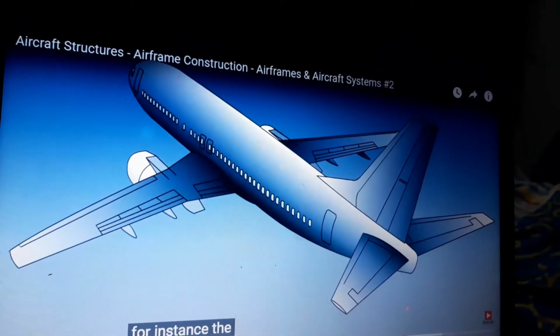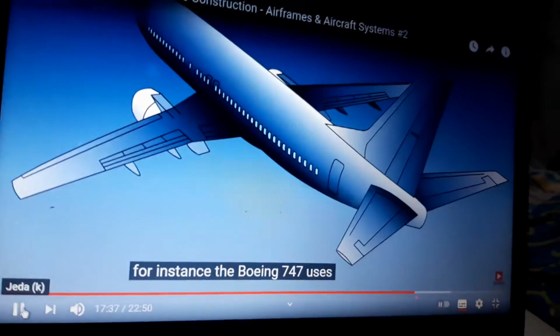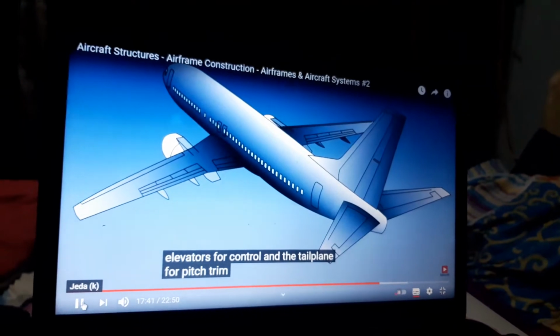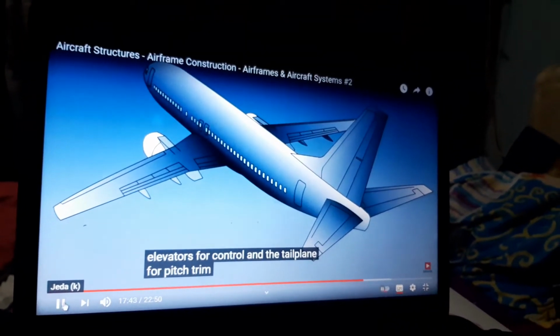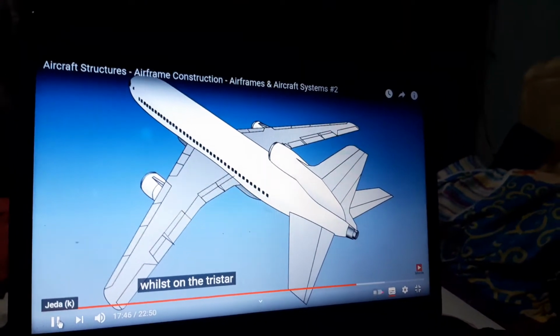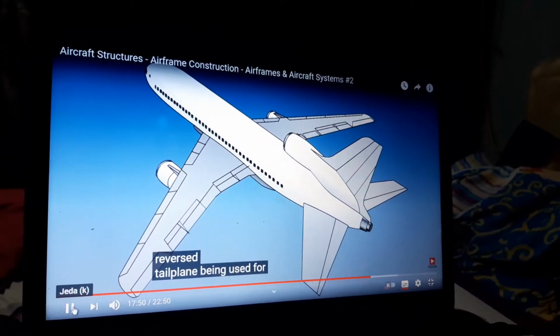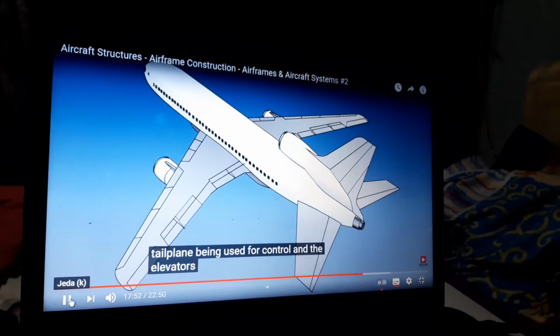For instance, the Boeing 747 uses elevators for control and the tailplane for pitch trim, whilst on the TriStar the roles are reversed, the tailplane being used for control and the elevators trimming.